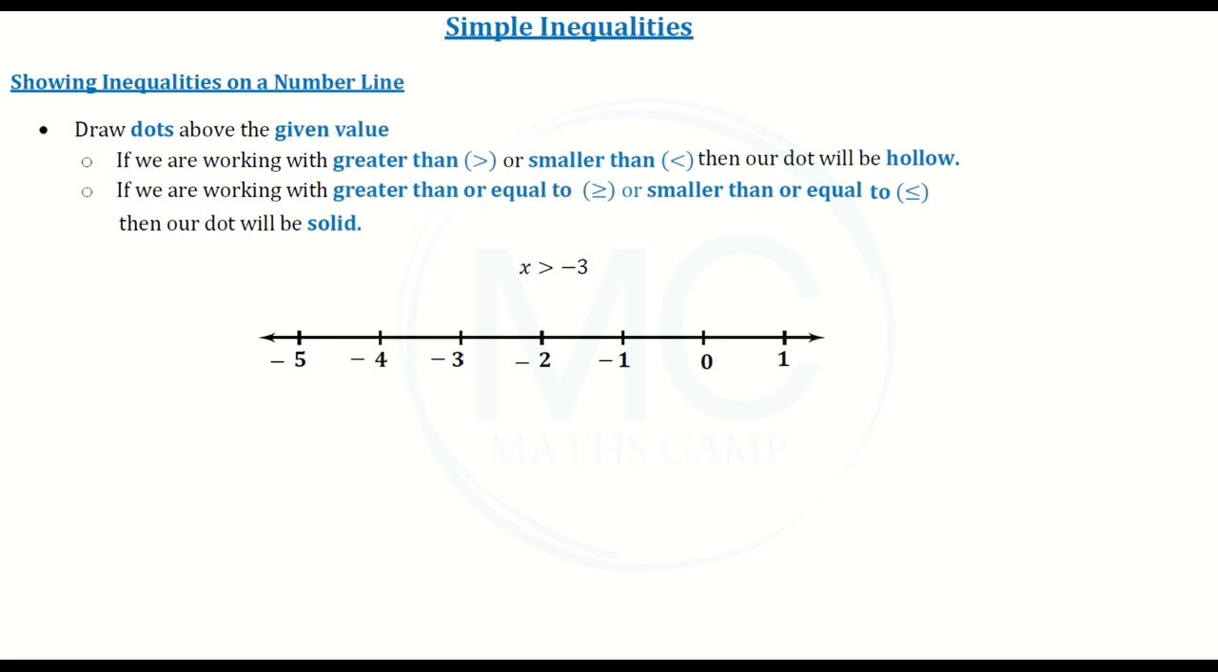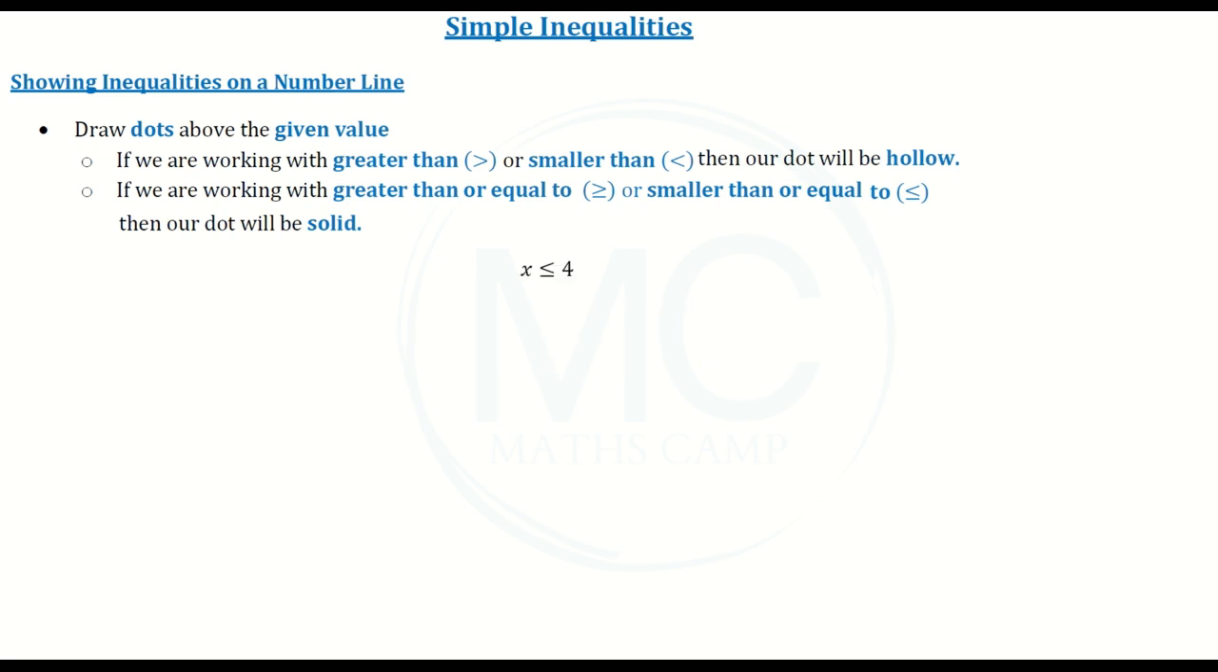Negative 3 is our given value. X is greater than negative 3, so we put a hollow dot above negative 3. Remember that values to the right are greater than values to the left. X is greater than negative 3, so we draw a line to the right of negative 3.